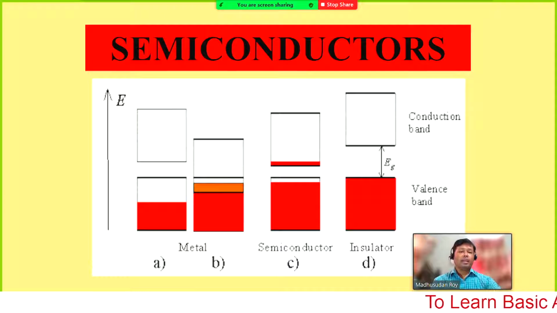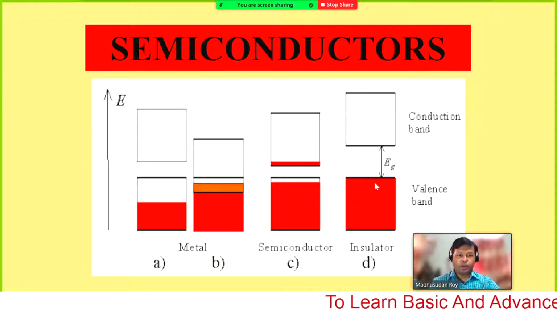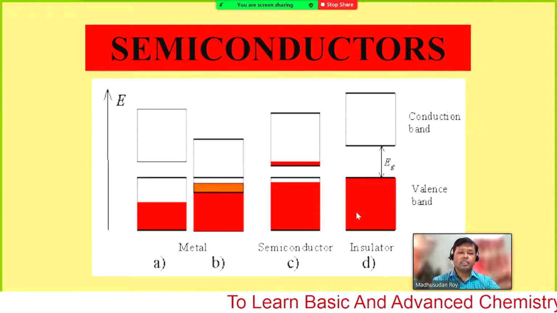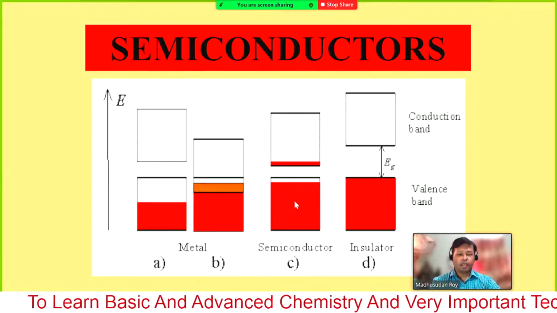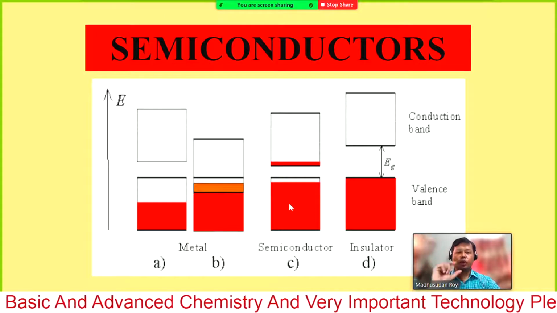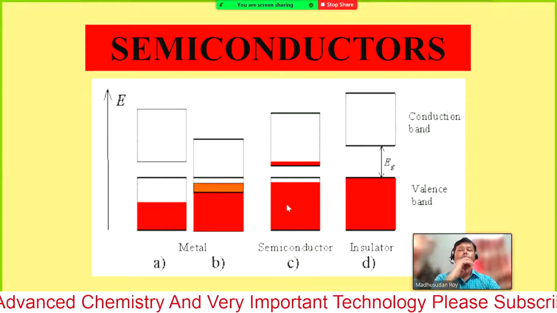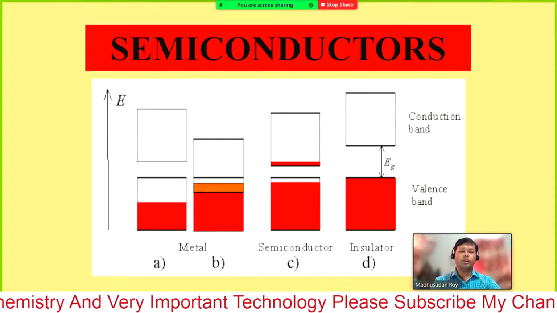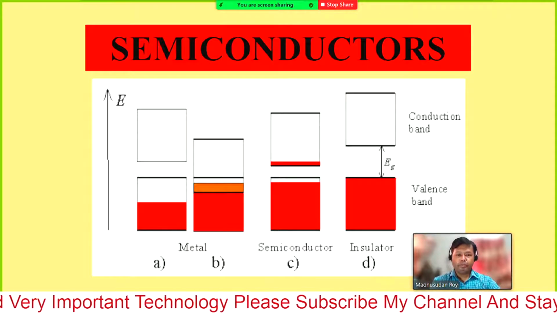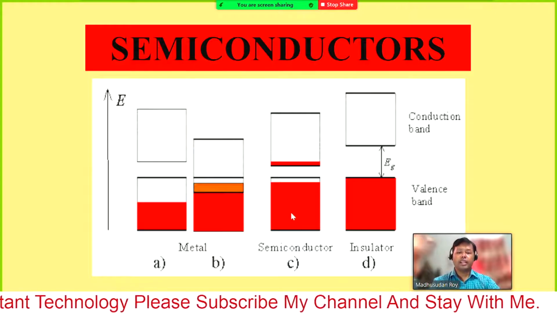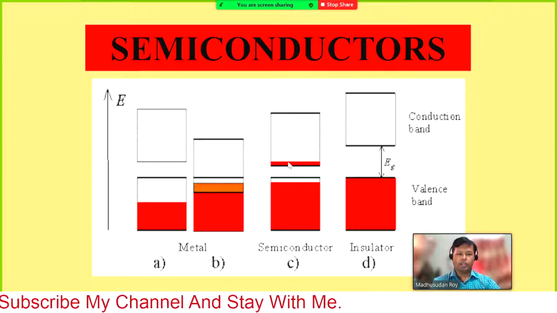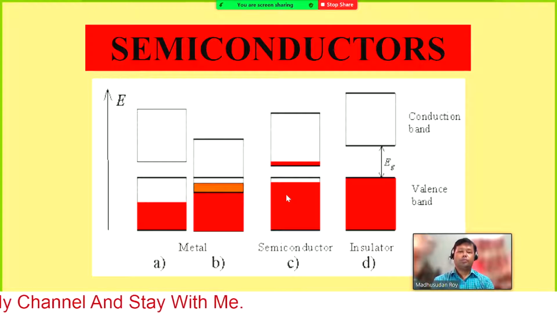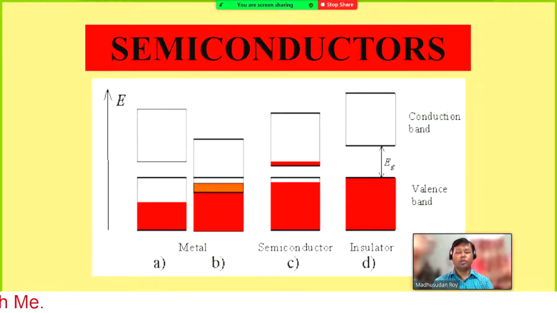So here you can see, if the gap is very large, in that case the electron cannot jump from here to here easily. However, if you have a difference of just 1 foot, you can climb from the bottom to the top of the floor. So as the band gap is quite small, therefore the electron from here can transfer easily to the conduction band.